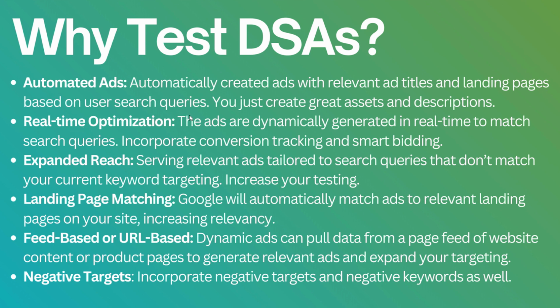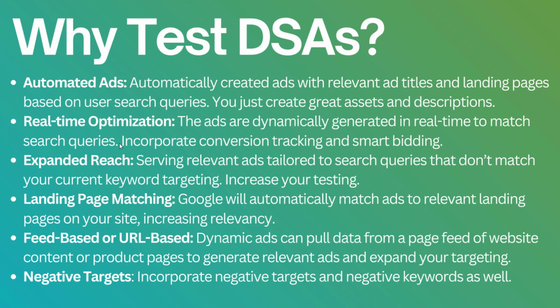Real-time optimization, the ads are automatically going to be dynamically generated in real time to match user search queries. Where this really is helpful is for if you have a ton of different products on your website, or you have a lot of product categories, or, you know, for the example I've used in the past of TripAdvisor has a ton of hotels on their website. Instead of targeting each individual hotel based on the keyword for that hotel, you can use specific page rules to target all the different hotels that you have in a specific area.